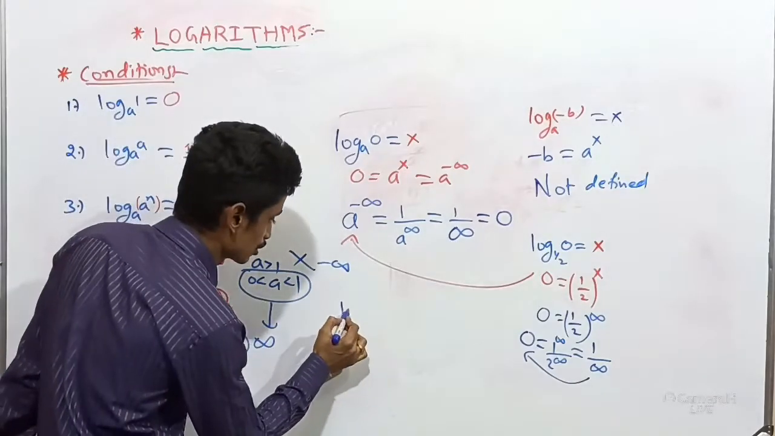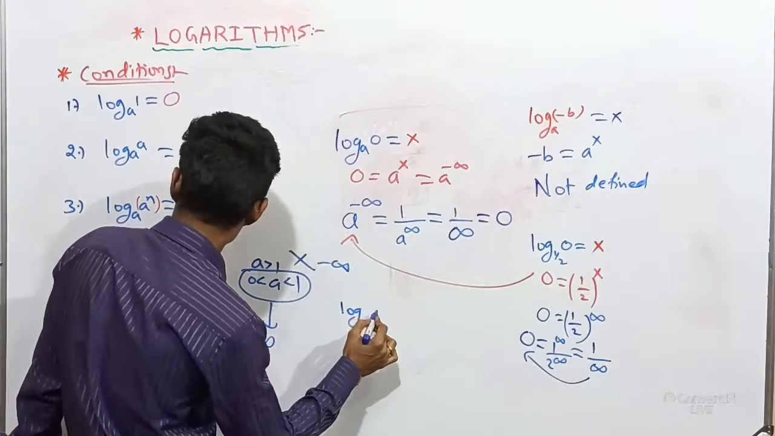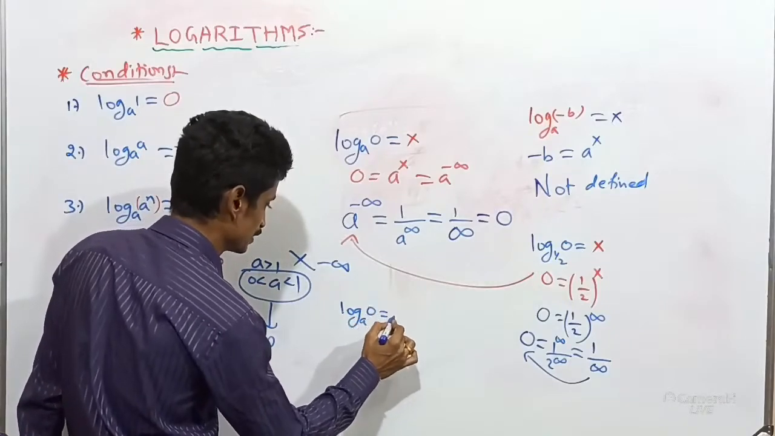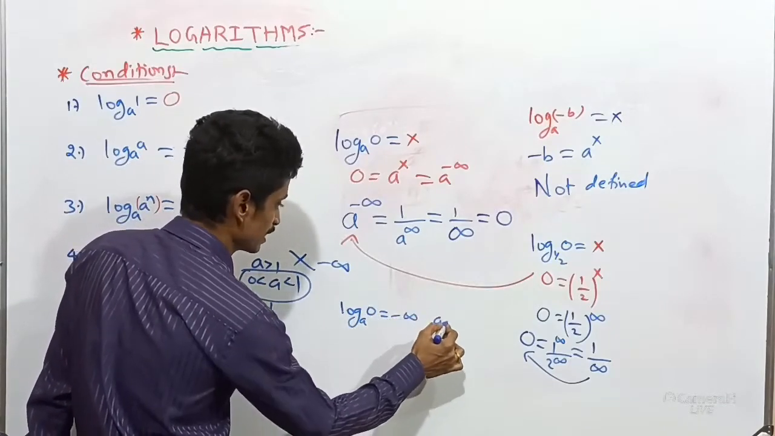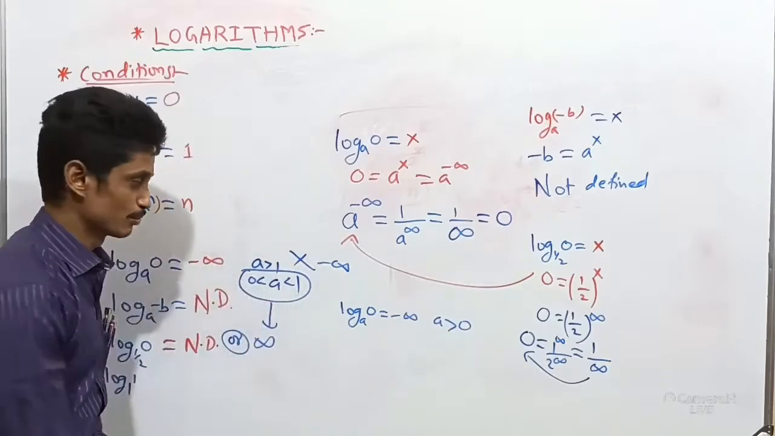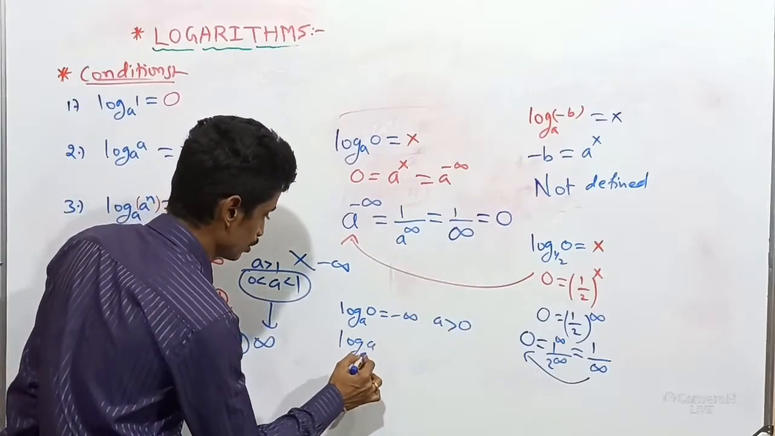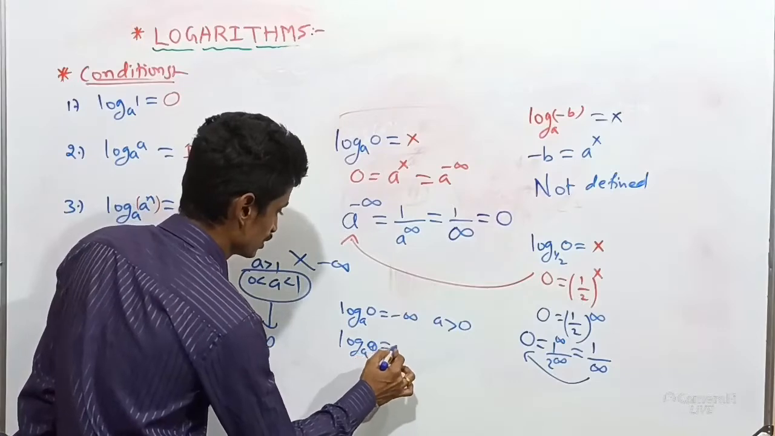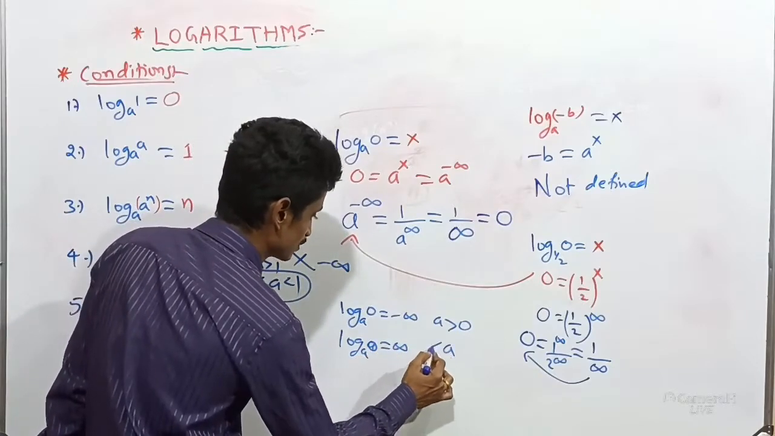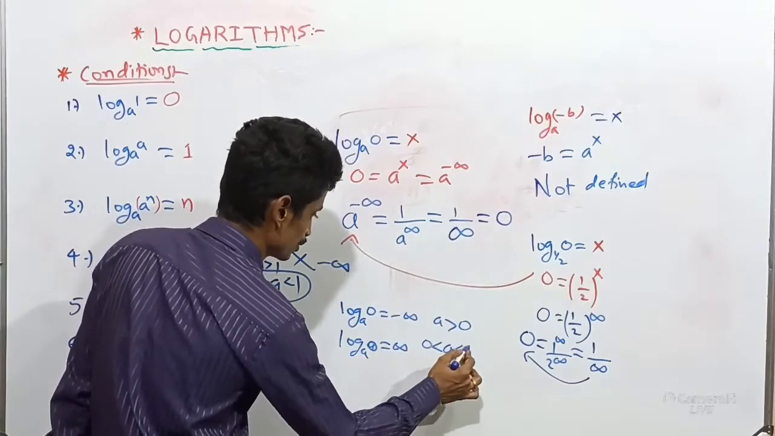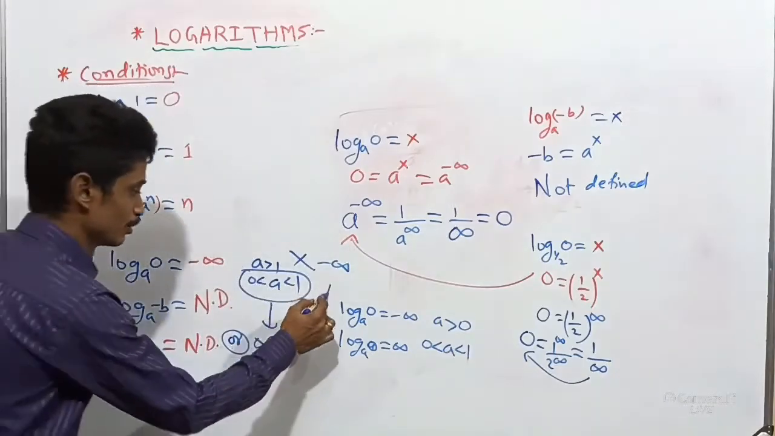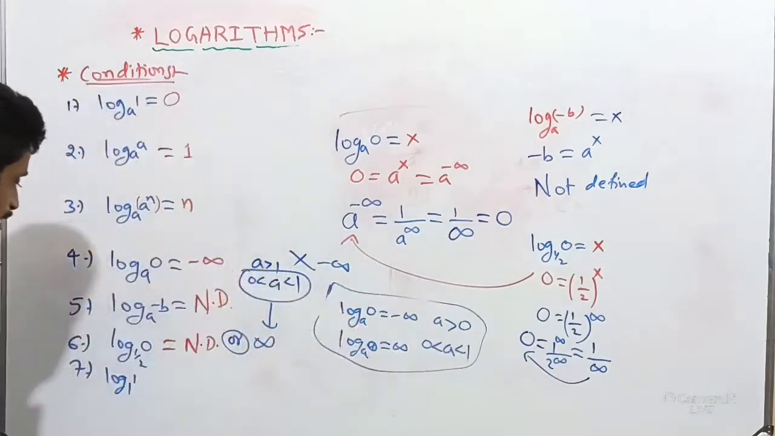I will give one short note. Log of 0 to the base a is equal to minus infinity when a is greater than 1. Log of 0 to the base a is equal to plus infinity when a is greater than 0 but less than 1. The most standard results, keep them in mind.